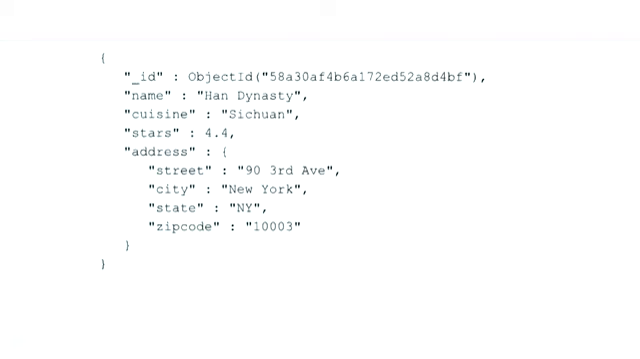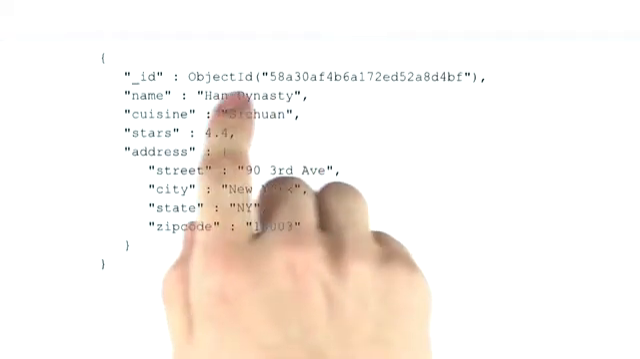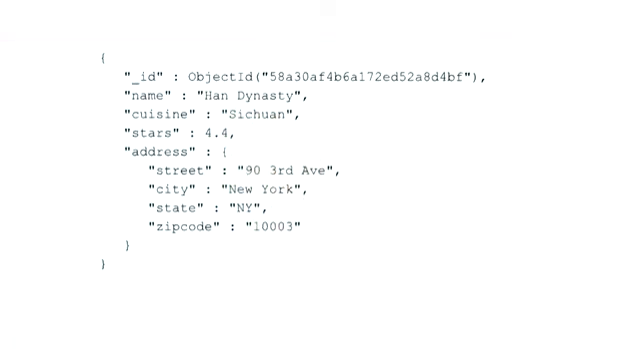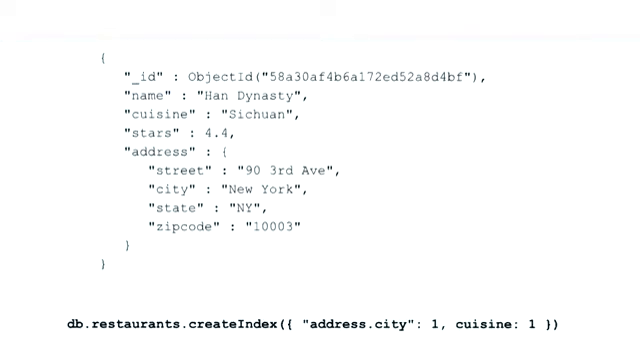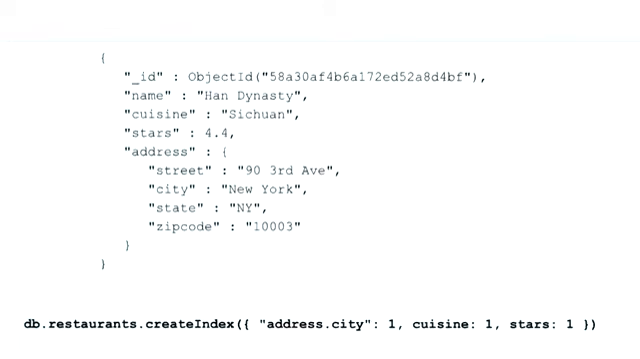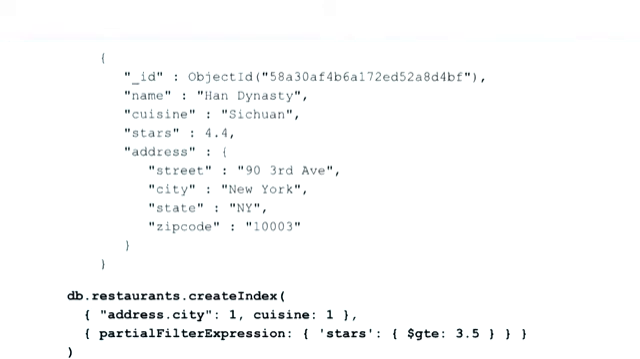Let's look at an example. Take, for instance, a collection of restaurant information. Maybe there are lots of queries for finding a particular cuisine in a particular city. But of all these queries that the server receives, 90% of them are for restaurants with 3.5 and above stars. So instead of creating a compound index on city and cuisine, or city, cuisine, and stars, we can create a partial index, where we index on city and cuisine only if the restaurant has 3.5 or more stars.